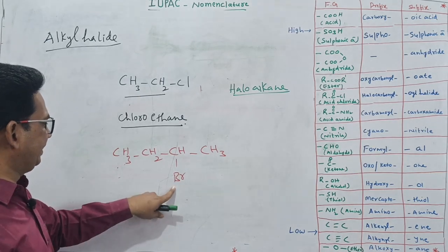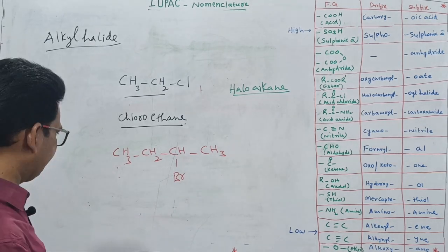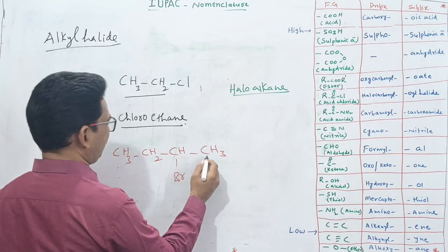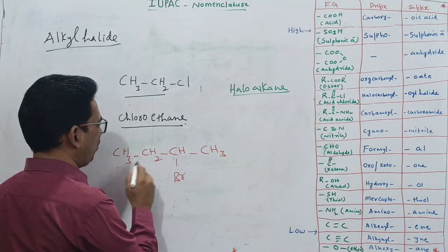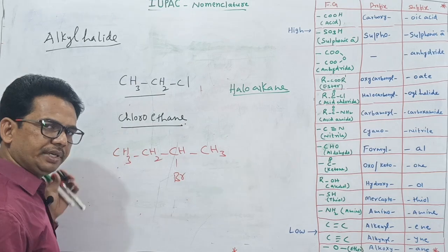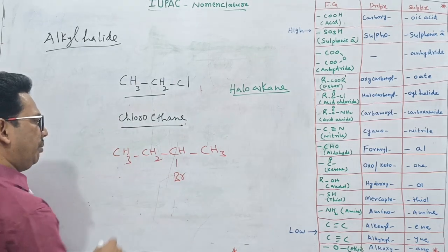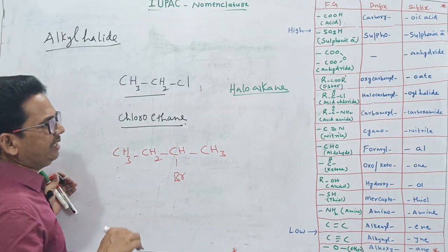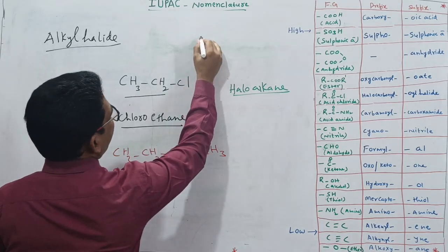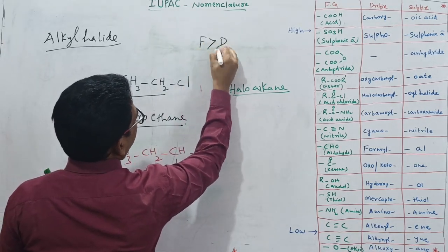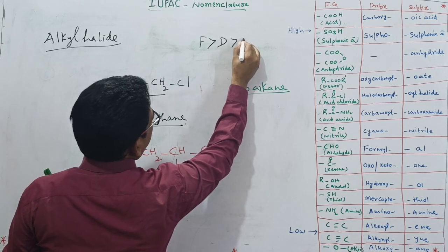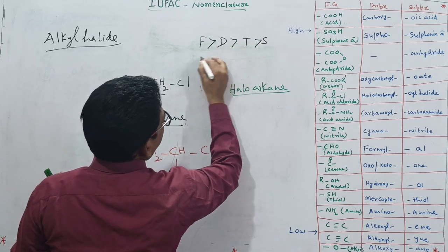Now see, bromine is there. Then what is the name of this one? Word root is what? How many carbons does it have? 1, 2, 3, 4. But then how do I have to give the numbering for this one? Always see, according to the FDTS: functional group, double bond, triple bond, then substitution.